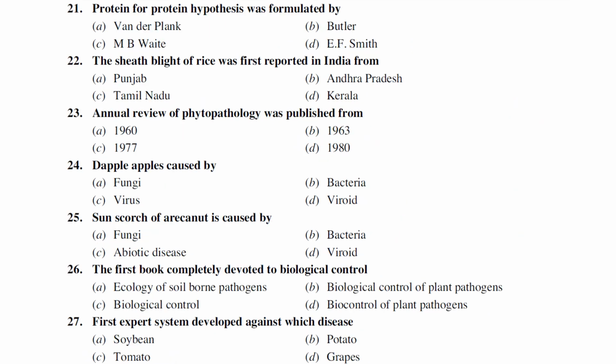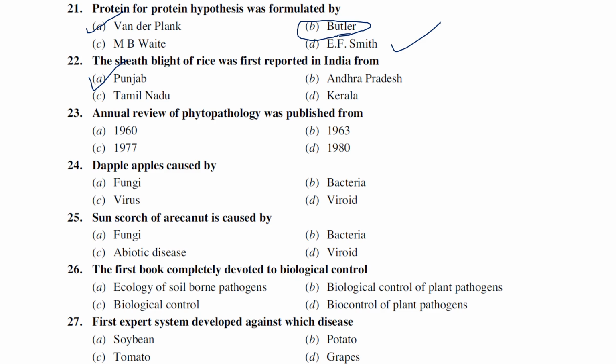The protein for protein hypothesis was given by Van der Planck. Butler, father of plant pathology and mycology in India, E.J. Butler. E.F. Smith, father of plant bacteriology, also gave the fourth Koch postulate. Out of the four Koch postulates, three were given by Robert Koch and the fourth was given by E.F. Smith. The sheath blight of rice was first reported in India from Punjab.